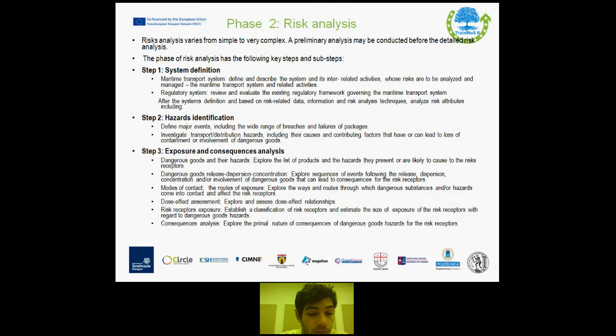Modes of contact, the routes of exposure, where you explore the ways and routes through which dangerous substances or hazards come into contact and affect the risk receptors. Dose effect assessment, where you explore and assess dose effect relationships. Risk receptors exposures, where you establish a classification of risk receptors and estimate the size of exposure of the risk receptors with regard to dangerous goods hazards. Finally, consequences analysis, where you explore the primal nature of consequences of dangerous goods hazards for risk receptors.